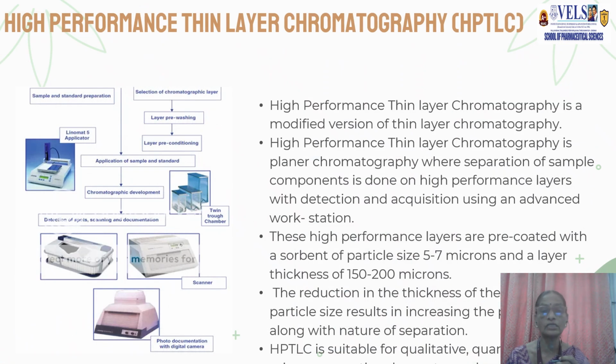Coming to high performance thin layer chromatography, it is an advanced technique of TLC, whereas TLC is a conventional method. In TLC the adsorbent layer thickness is only about 12 microns, whereas in high performance thin layer chromatography the plates are pre-coated with the sorbent. Their particle size is about 5 to 7 microns and the layer thickness 150 to 200 microns. The reduction in the particle size and thickness results in increased efficiency along with the nature of the separation. So HPTLC is also used both for qualitative and quantitative analysis.